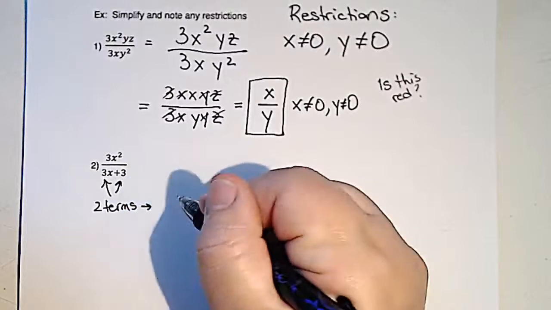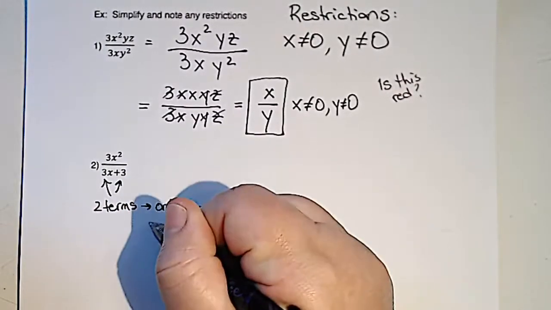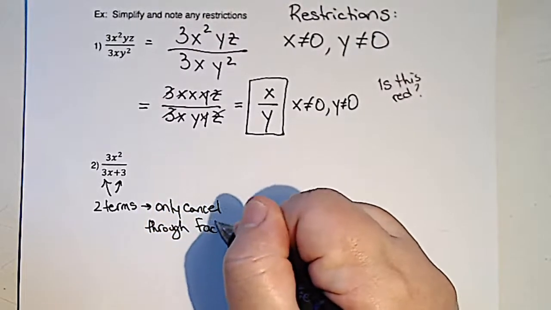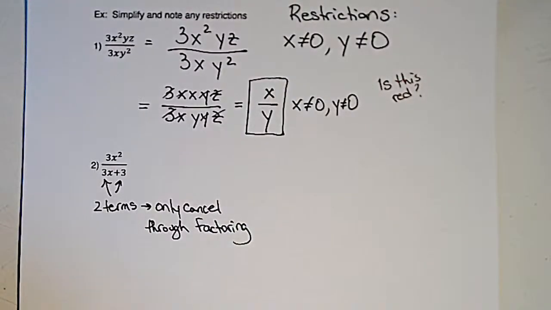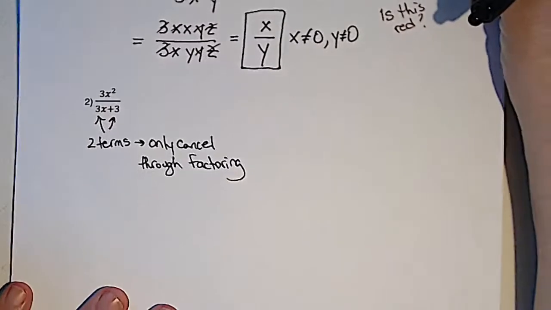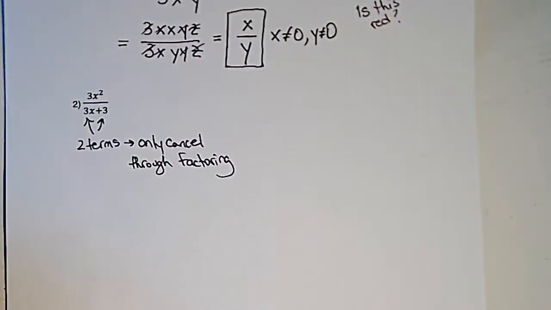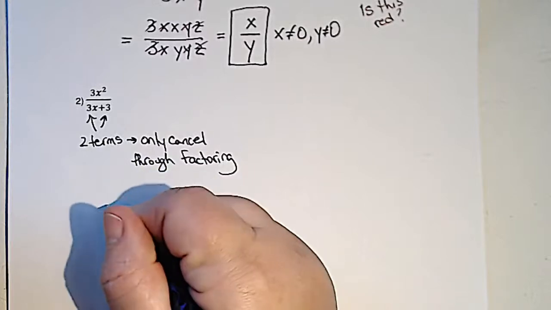If there are two terms, you can only cancel through factoring. I know this seems so cumbersome, but it is the only way to do it properly. It is not fair to start just canceling randomly. You will end up with a rational expression that is not the rational expression you started with. So let's look at what the heck this means.